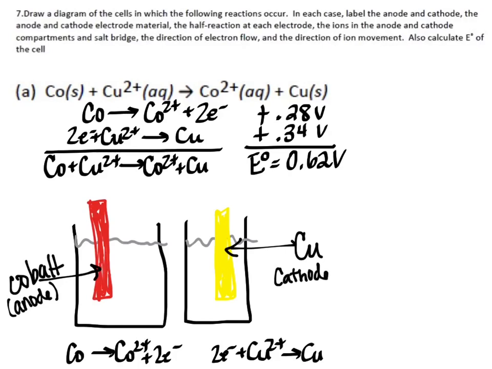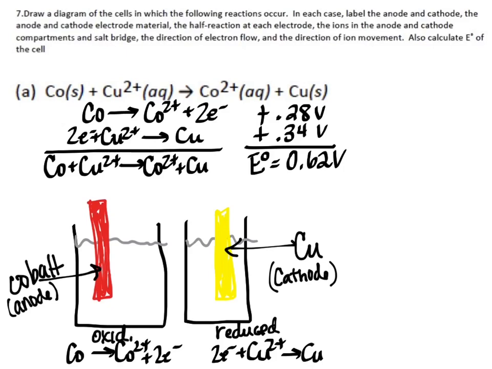And why is that again? It flows from smallest number to biggest number. And if you look, you see who's being oxidized and who's being reduced. Being reduced means you gain electrons. So we're reducing on the copper side, and we are oxidizing on the cobalt side.